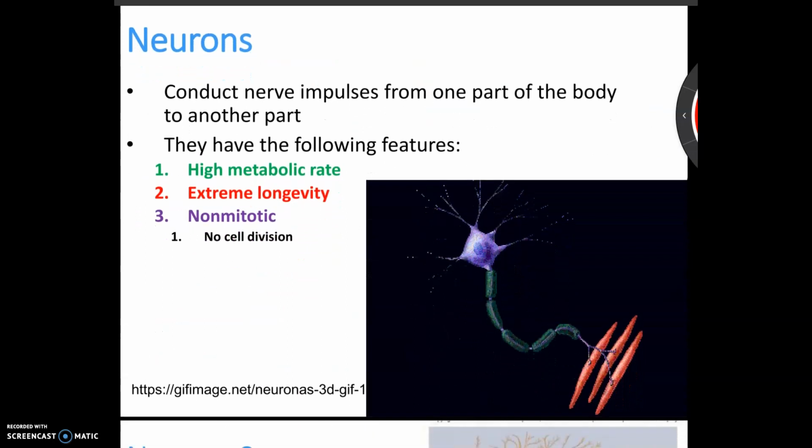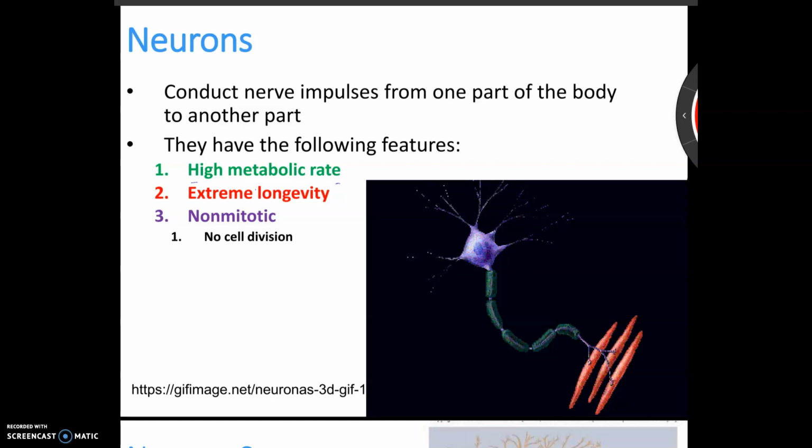So, neurons. They conduct nerve impulses from one part of the body to another part. So, they have these features. High metabolic rate. They need a lot of oxygen. Long-lived. They used to think you're born with all the neurons you'd have when you're 2. Turns out they can be replaced, C-A-N. But they're generally non-mitotic. They don't really want to divide on their own. You actually get new neurons from something called a neural crest cell.